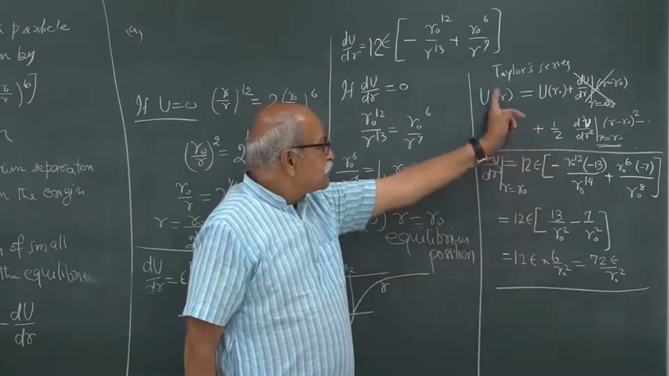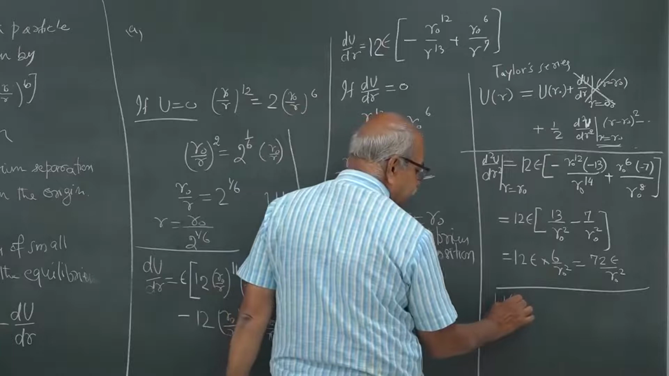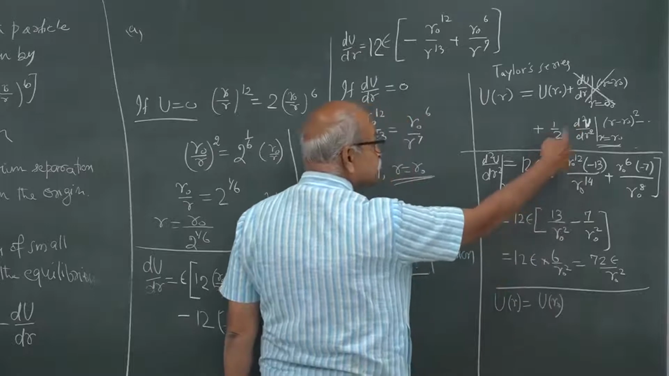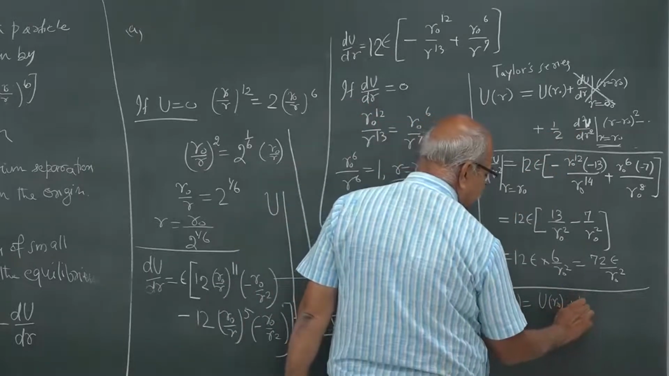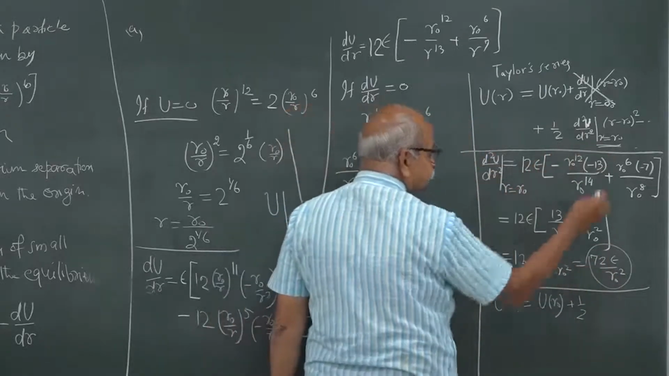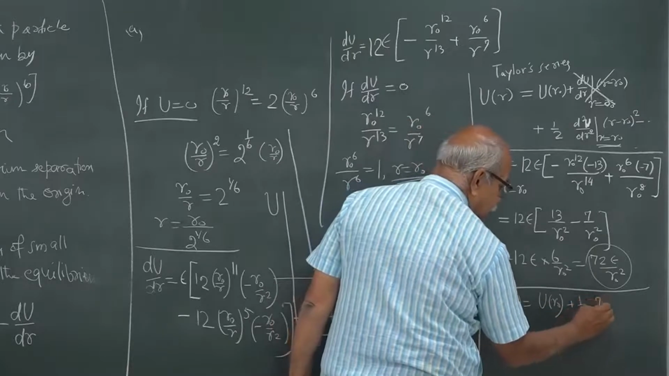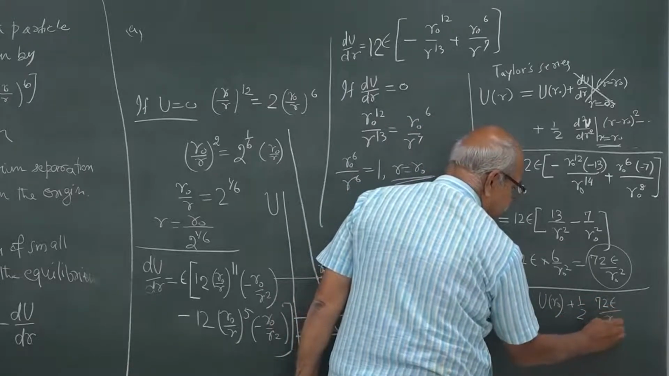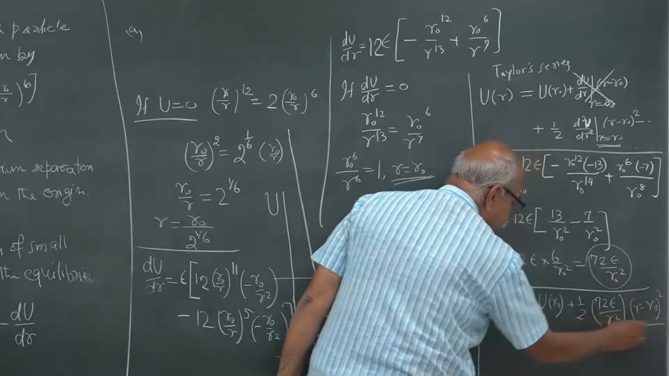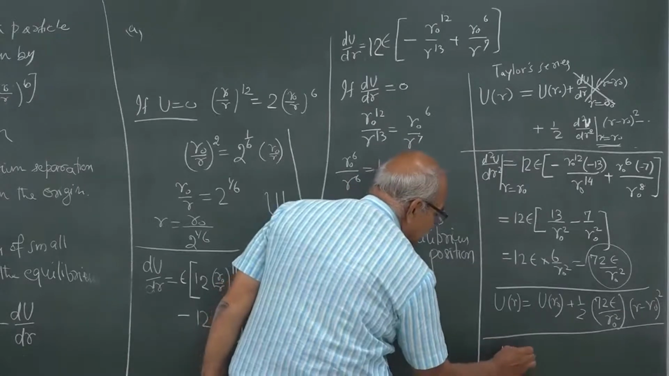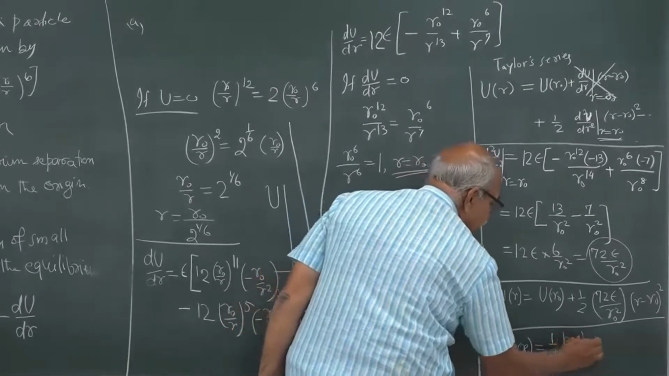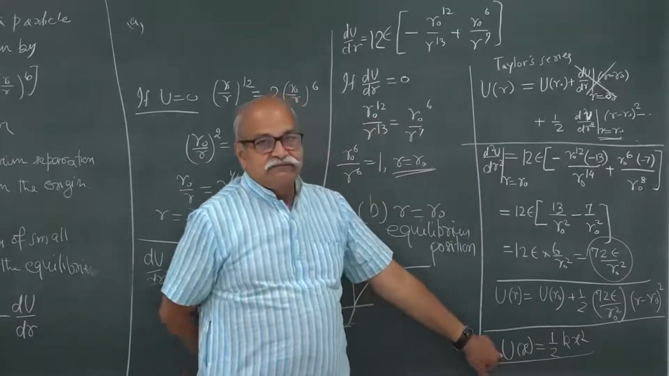Now, look at this term: u of r is equal to u of r naught plus half of this quantity d2u dr square at r equal to r naught. So, that is 72 epsilon divided by r naught square and then (r minus r naught) square. Compare with u of x equal to half k x square. This is our SHM equation.